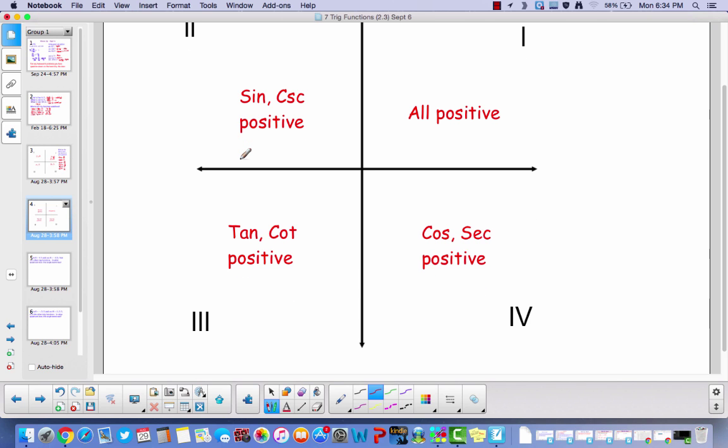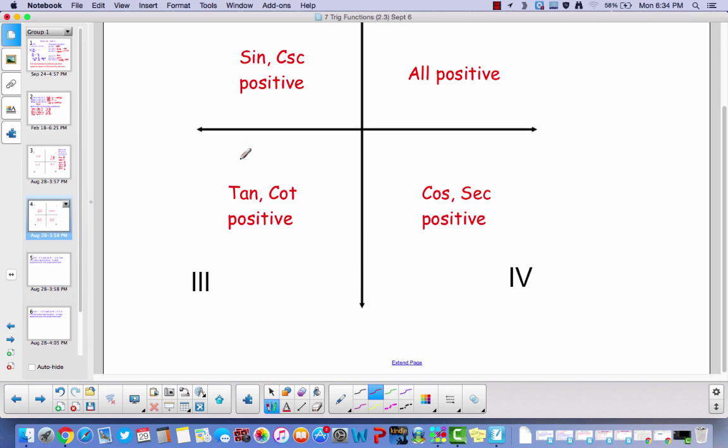Everything else involves x. In the third quadrant, tangent and cotangent are both positive because tangent and cotangent are x over y or y over x. x and y are both negative here, so negative divided by negative is a positive. Cosine and secant are the only two that are positive in this one because our x is positive, so x over r or r over x is the only thing that's positive.